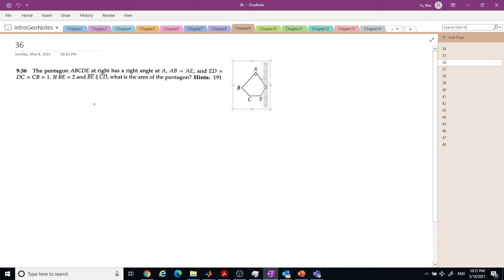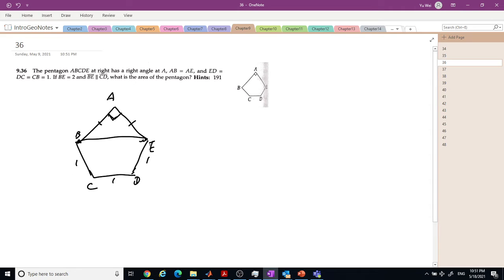So this one is the pentagon. We have the right angle here, and it's a pentagon, so 5 sides, and we have A, B, C, D, E. Then we have this one equal to this one. When we connect it, we know this is an isosceles right triangle, and these are all ones, right?